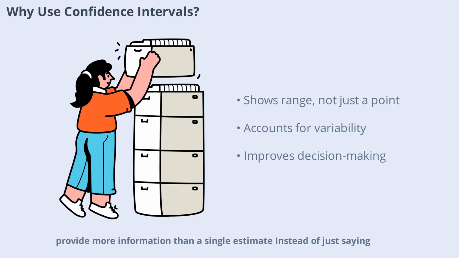Instead of just saying, the average height is 160 cm, you can say, we are fairly sure the average is between 158 and 162 cm. This range gives context and helps account for the natural variability in data. It's especially useful when making predictions or decisions based on incomplete information. By using confidence intervals, you acknowledge uncertainty and communicate results more honestly and transparently.